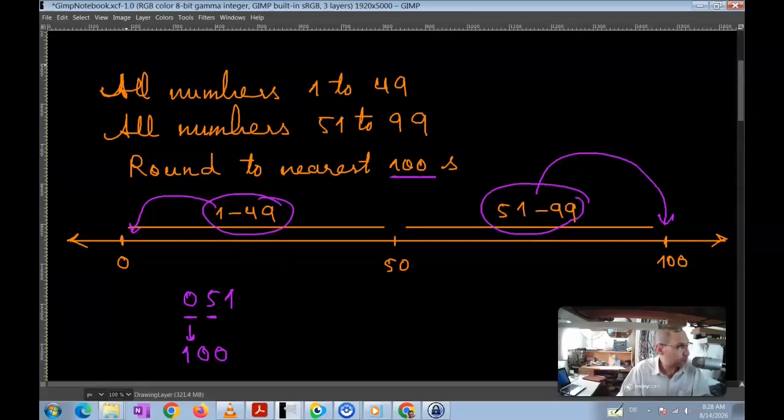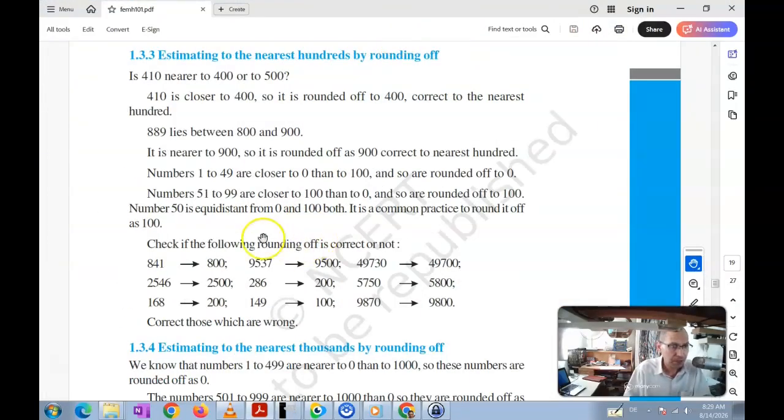And as you can see over here, it says that numbers 1 to 49 are closer to 0 than they are to 100, and so they are rounded off to 0.